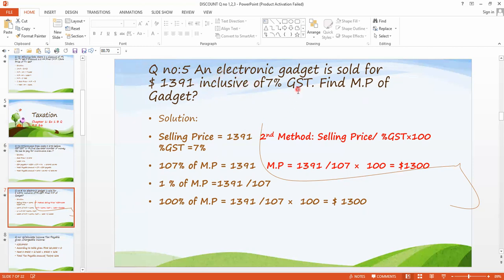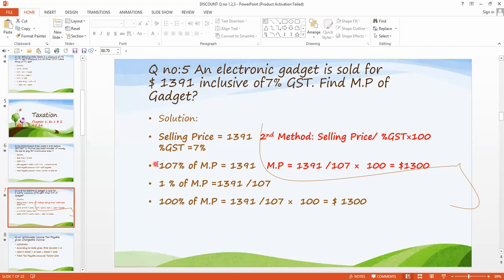An electronic gadget is sold for $1,391, inclusive of 7% GST. In this question, 7% GST is included. So you have to find the market price of this gadget. Clear? They give you the sold price. What is the sold price? 1,391. And in this sold price, GST is also included.